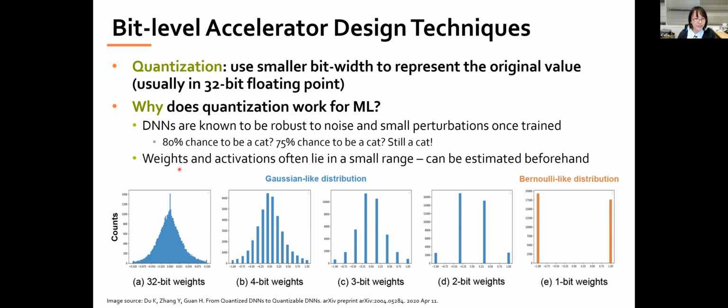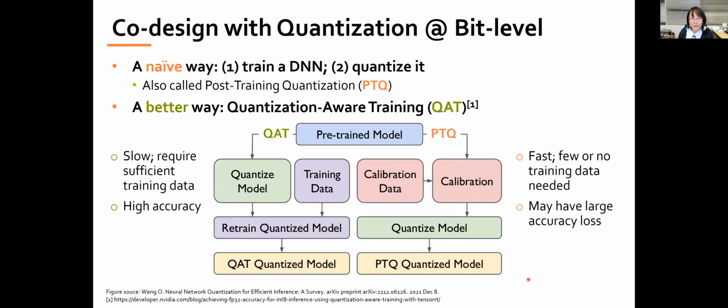Another reason is that the weights and activations also lie in a small range, and these can be estimated beforehand. For example, in this case we have a distribution and we know this distribution, so we can decide, hey, now I want 6-bit, or 4-bit, or even 1-bit, because I know the weights beforehand already. So this is why quantization can work. Then the next question is, we know quantization, so how do we do co-design? What can we co-design here?